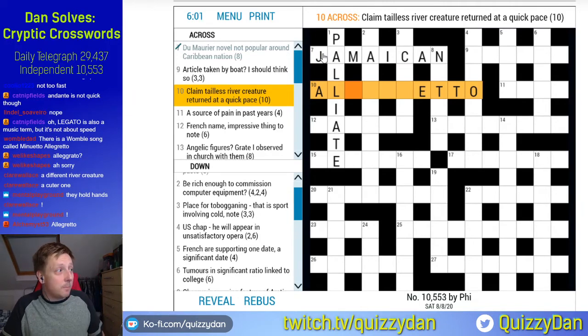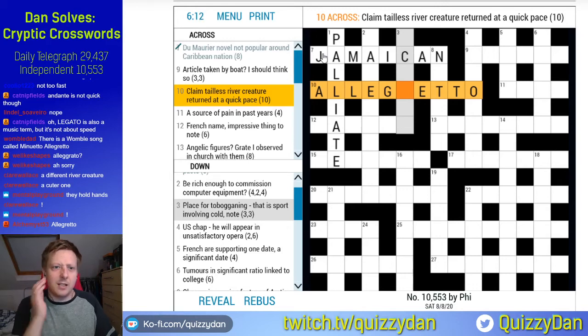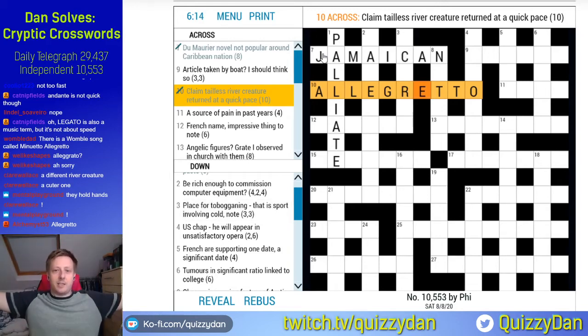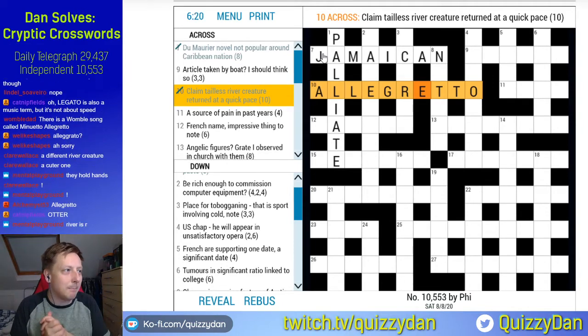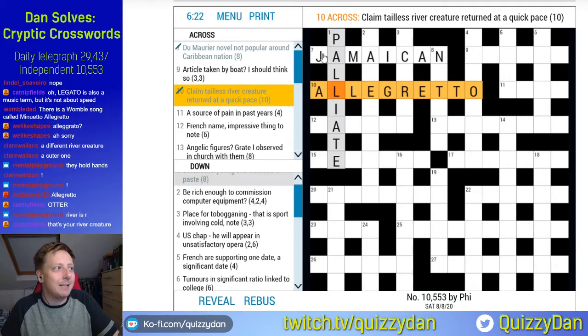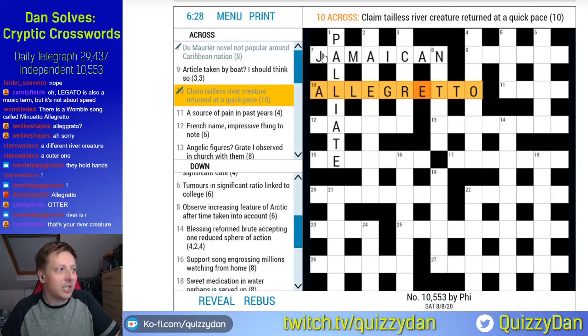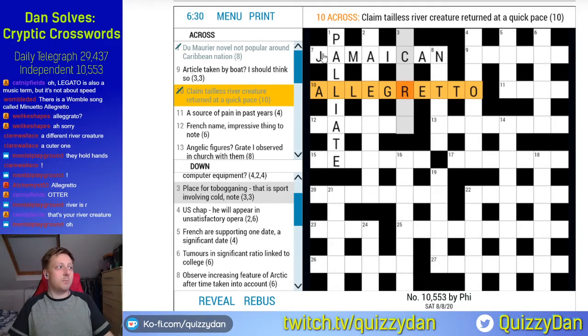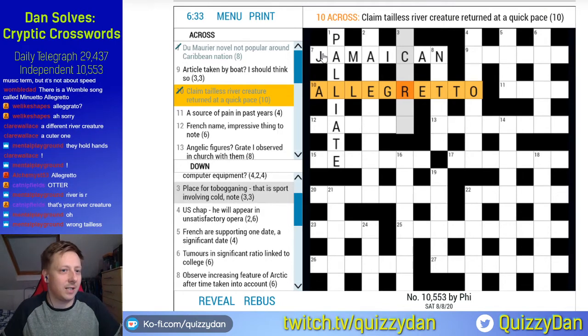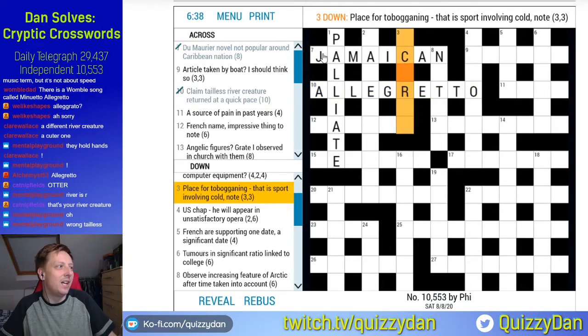And if you allege, but it's tailless. So, is there a D in there? No, there can't be. I'm missing a letter. Oh, no. Okay, right. Fine. Sorry, I mangled that a little bit. So, if you claim it's a ledge, but it's tailless, so you take the last letter off. And then we've got the river creature returning, otter. And you get allegretto, which means at a quick pace in music. The tailless, I had the tailless on the wrong part. There we go.